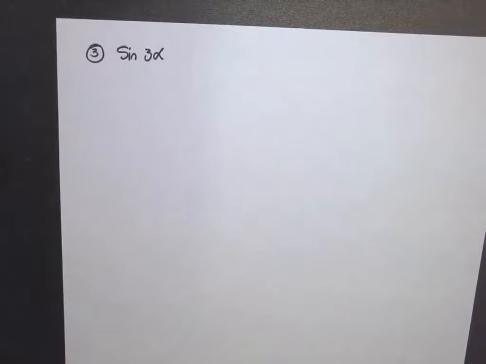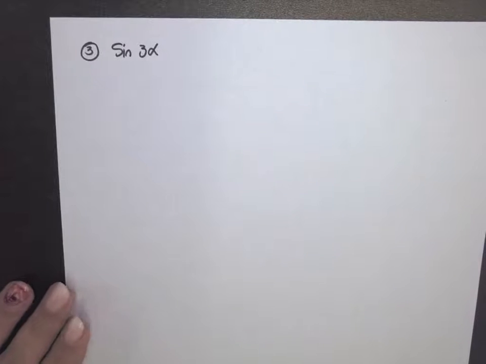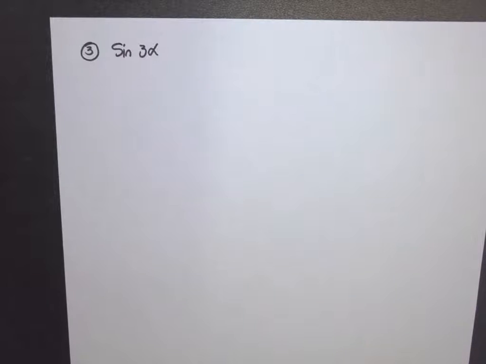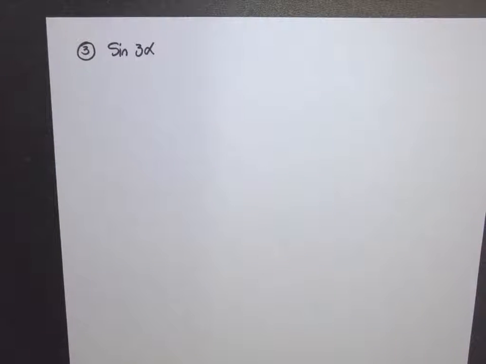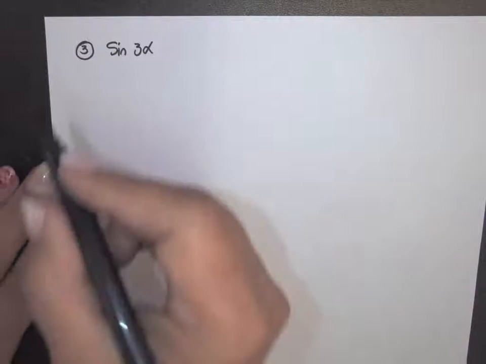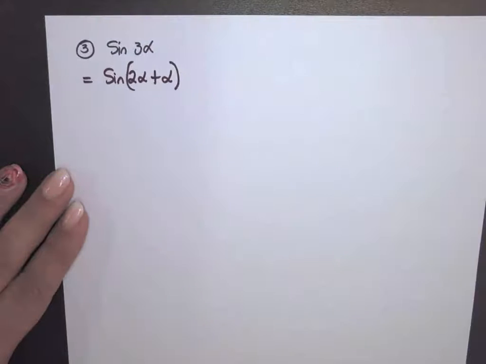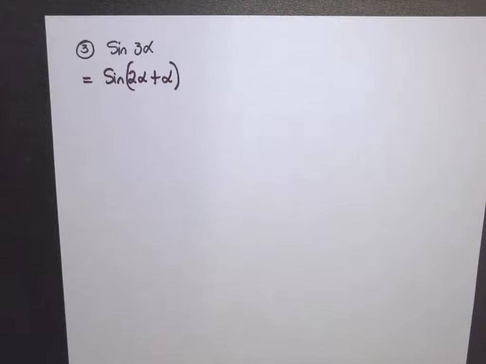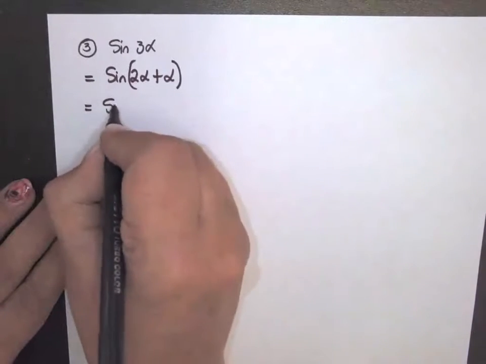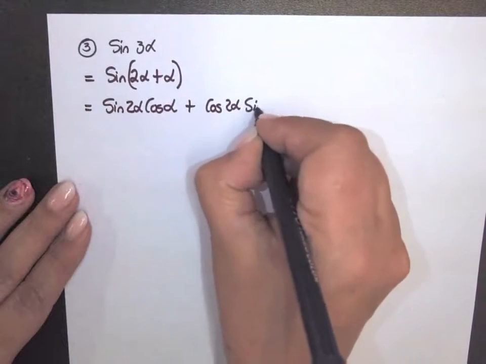Number 3. Now don't look in your notes. Try to do this one with me. This is a typical question. Sine 3 alpha. What can I do? Is it a double angle? Is it a compound angle? You can split it. You can say sine 3 alpha is the same as 2 alpha plus alpha. And now we can use the pattern for compound angles in sine. It's sine 2 alpha cos alpha plus cos 2 alpha sine alpha.